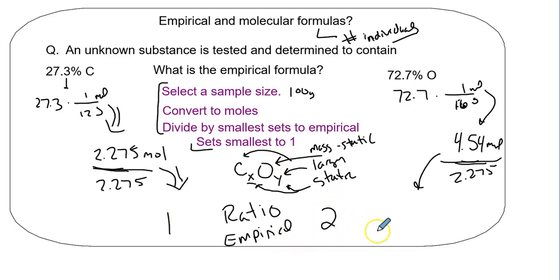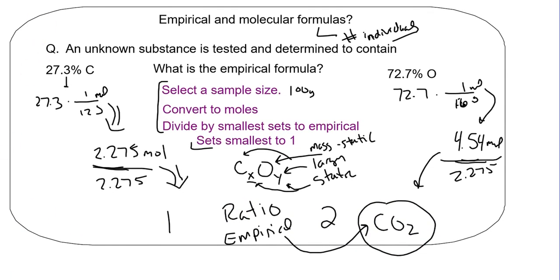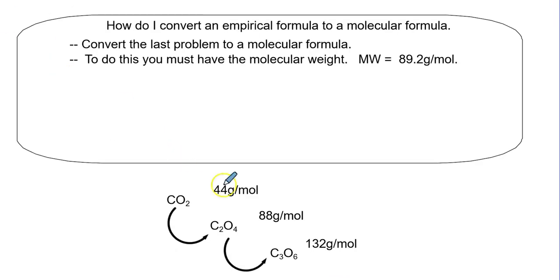Alright. My formula is CO2. Now, this is my empirical formula, mind you. It's the simplest ratio of atoms in the substance. It doesn't mean that the substance has to be CO2. There are other options. So it could be, for example, CO2, C2O4, C3O6. They all have the same empirical formula of CO2.